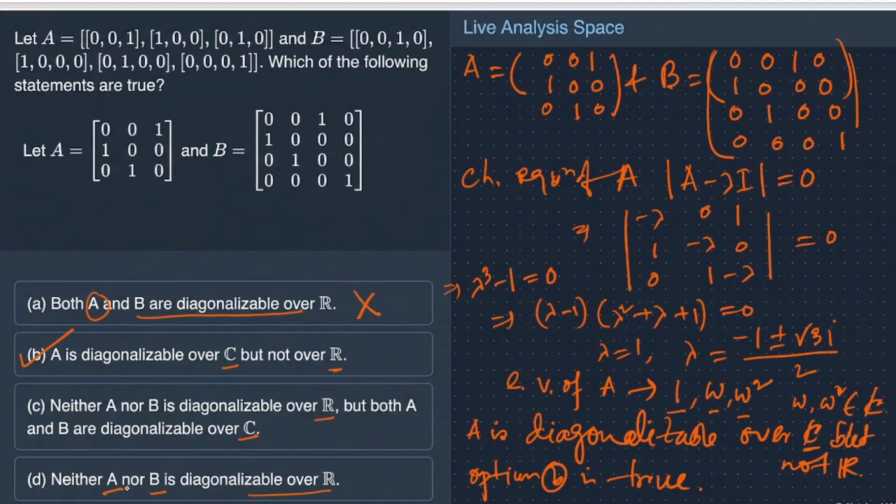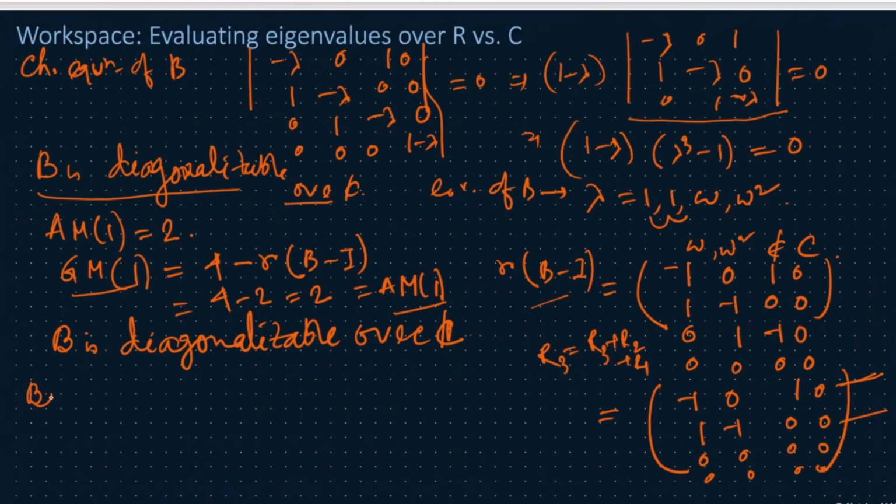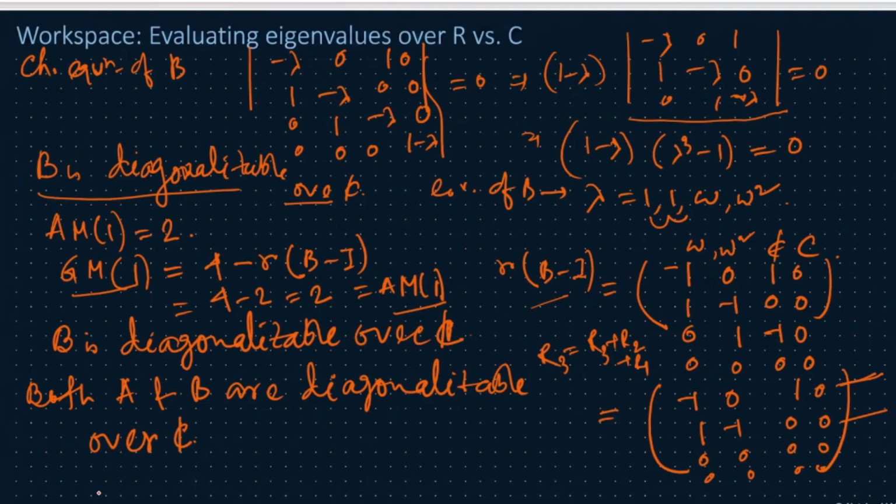The question is whether neither A nor B is diagonalizable over R. B is diagonalizable over C, and A is also diagonalizable over C. Both A and B are diagonalizable over C. Therefore, option D is false.